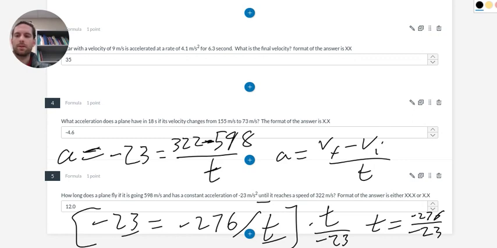276 divided by 23 is 12. We don't have to worry about any decimals. Even though it says 1 decimal, there's nothing there. So you can just put a 12 there and it won't change anything. And that's it.